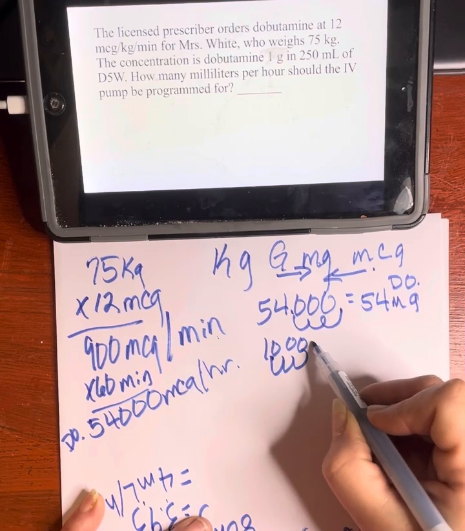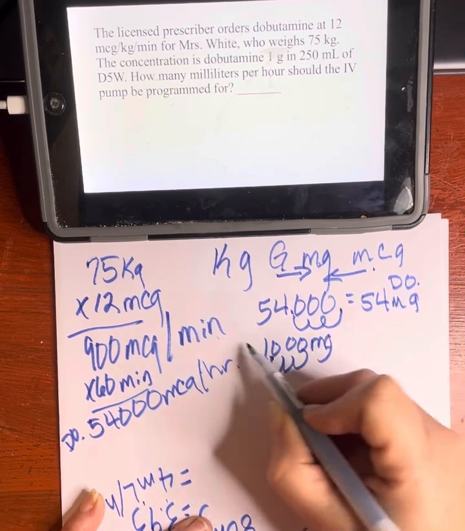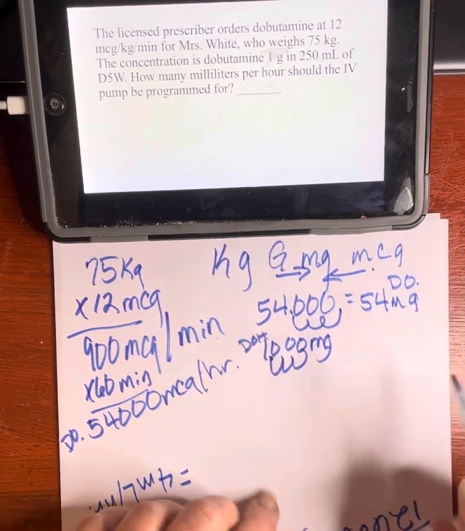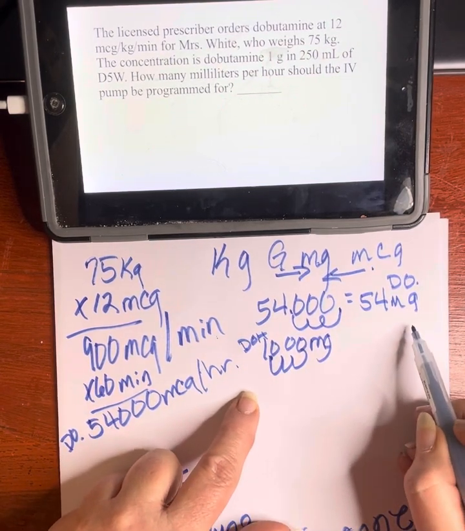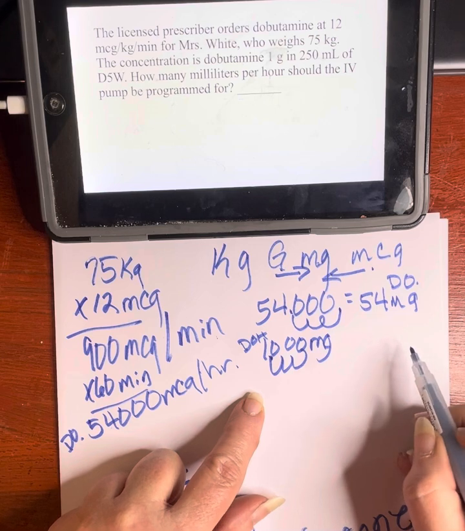And so 1,000 milligrams is our dose on hand. And we're setting up our problem. Are you with me so far? Hang on, tie a knot in it and hang on.